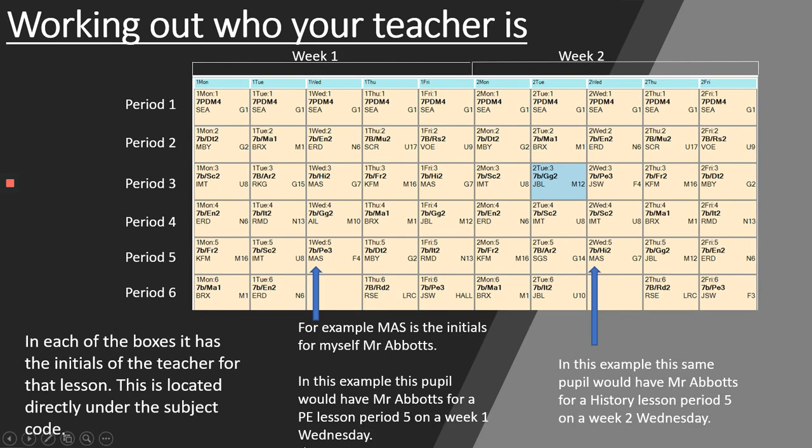Under the subject code, you will see letters. This simply means the teacher for that lesson. In the example that I have shown, MAS means Mr. Abbott. In the week 1 example, this pupil has Mr. Abbott, period 5 on a Wednesday for PE. And on week 2, the same pupil has Mr. Abbott for a history lesson, period 5 on a Wednesday.